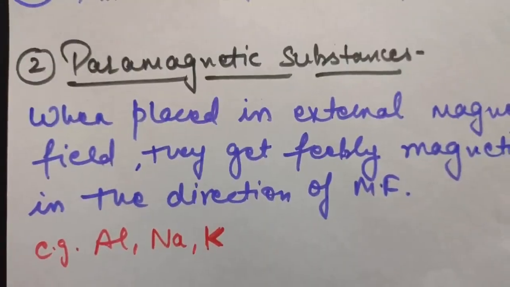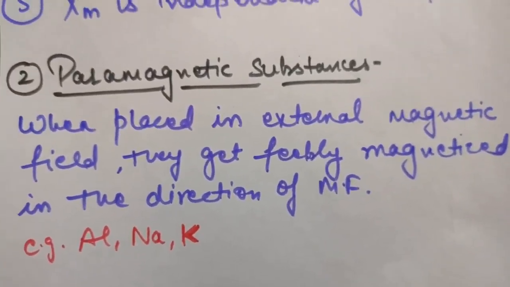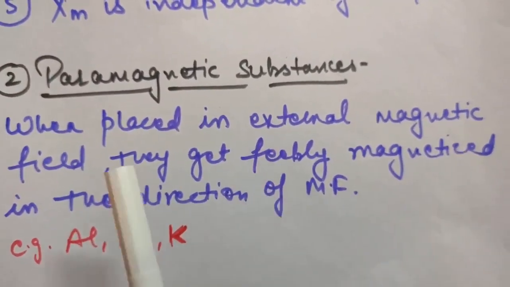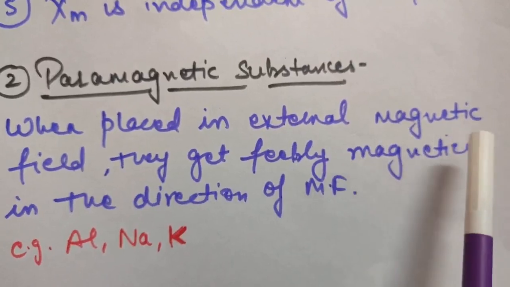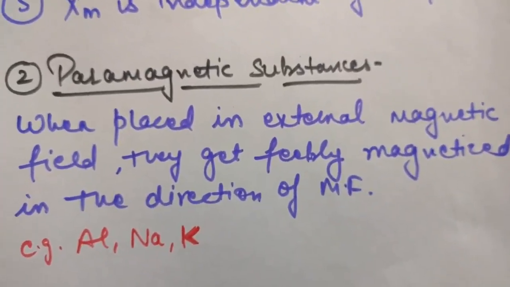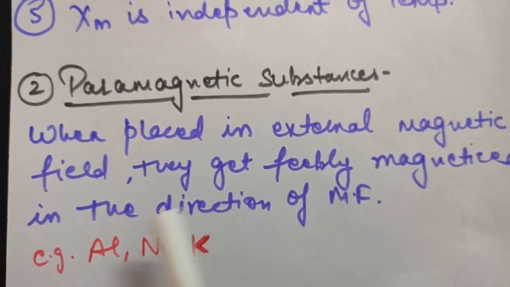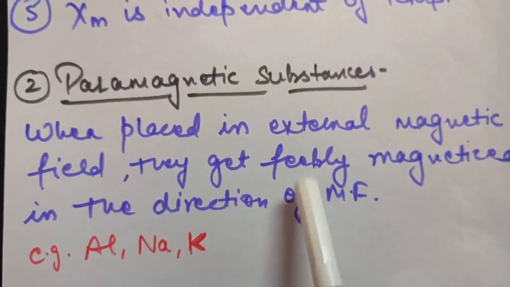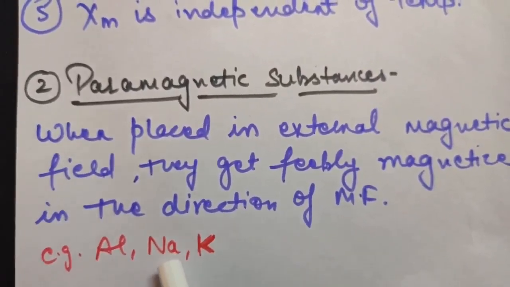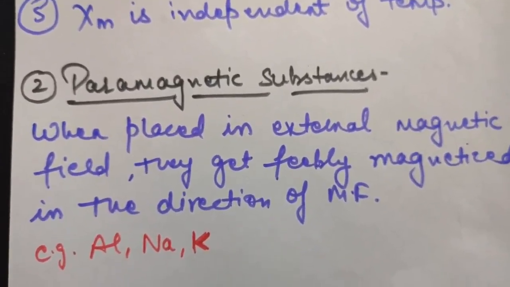Okay, so the next is paramagnetic substances. These are just opposite to that of diamagnetic substances. That is, when they are placed in external magnetic field, they get feebly magnetized but in the direction of magnetic field. Diamagnetic substances were getting magnetized in opposite direction to magnetic field. They will get magnetized in the same direction of magnetic field. Examples of paramagnetic substances are aluminium, sodium and potassium. There are many other examples, I have taken just these three.